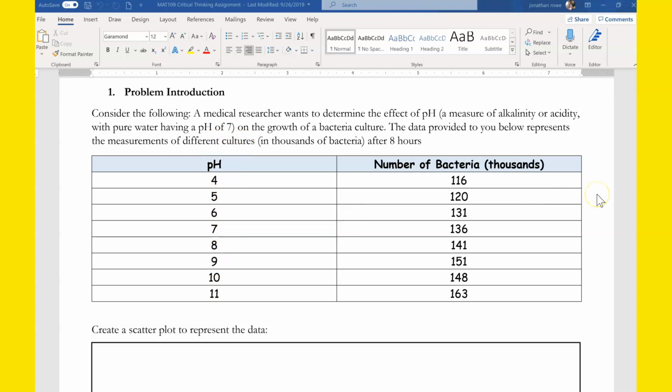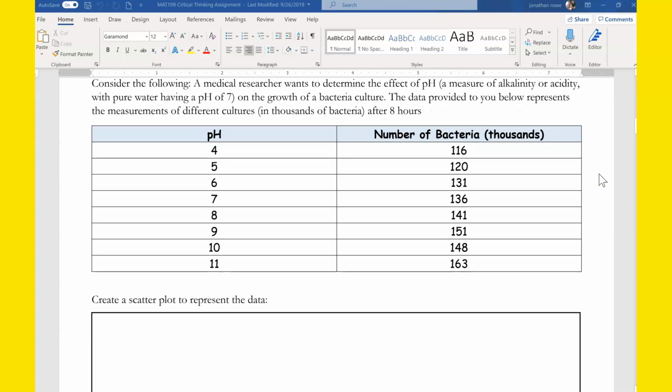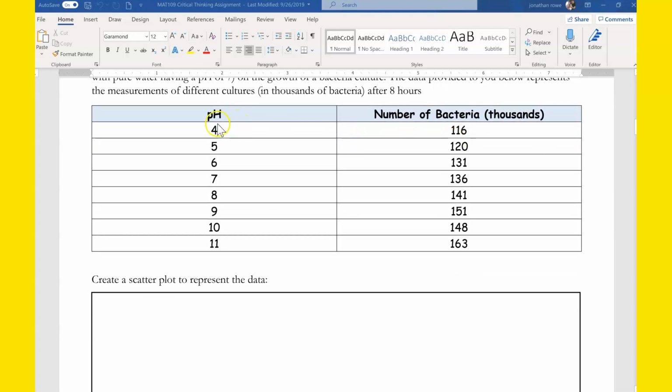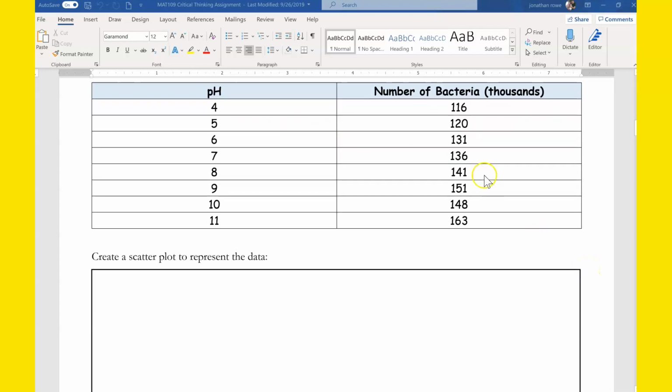If I'm wrong about that, I'm sorry, and maybe you know better than me, but I think that's the case. But you can see that we have these different pHs, and as the pH is changing, the number of bacteria that can grow inside of that pH changes as well. The number of bacteria is in thousands.